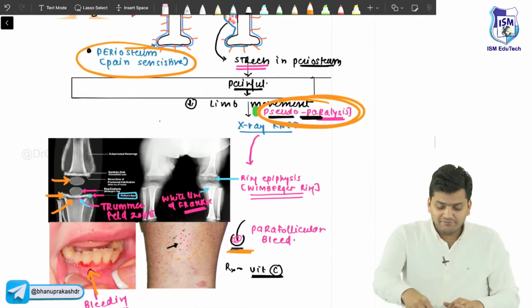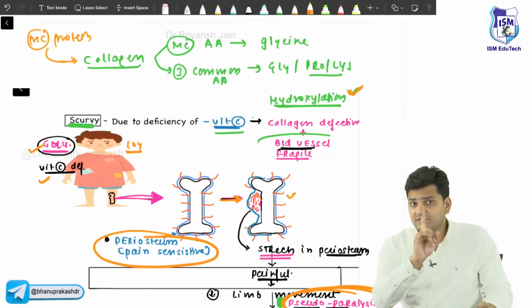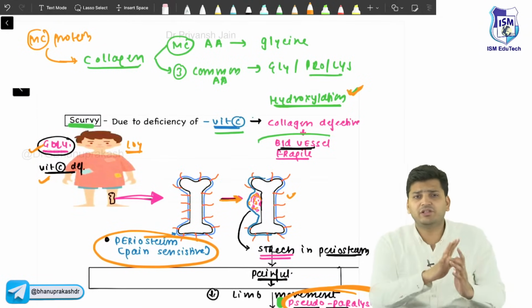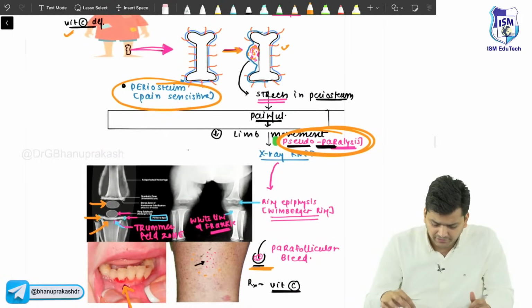So, why have we discussed scurvy here? Because of collagen. Vitamin C is not there. Which process will not happen? Hydroxylation of the collagen will not happen, and the collagen will be defective.